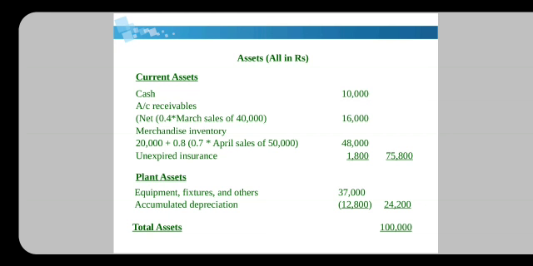Plant assets are equipment, fixtures, and other accumulated depreciation. So first, equipment is 37,000, accumulated depreciation is 12,800. Depreciation is negative, that's why it is written in bracket. So 37,000 minus 12,800 will be 24,200, and the total assets will be 75,800 plus 24,200, that is 1 lakh.